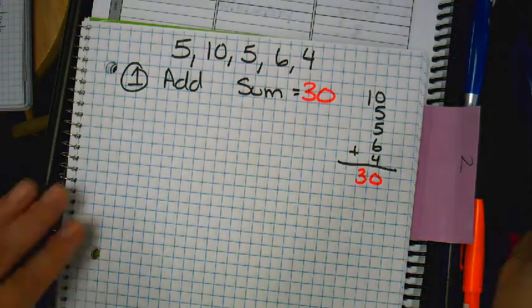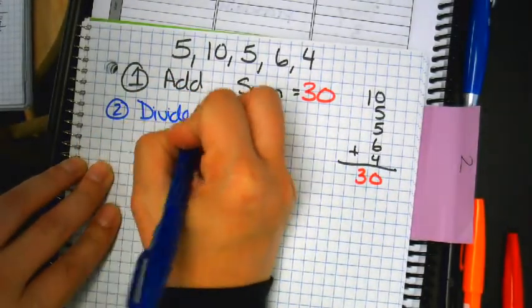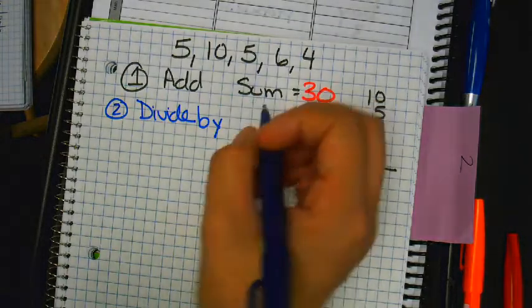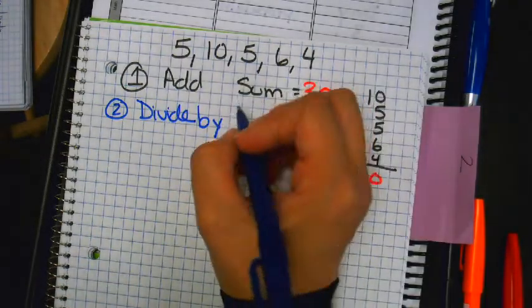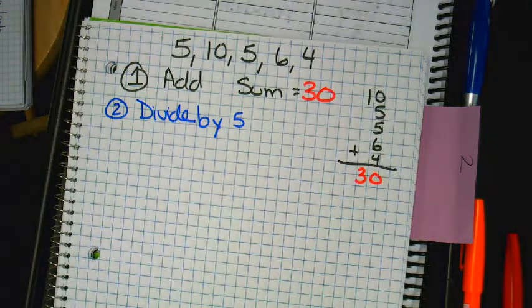Okay, step number 2. Divide by, what are we going to divide by? How many numbers do I have? 5. I told you it's my favorite number. Because isn't dividing by 5 easy, Jeffrey? Yes, Miss Amelie, it is. That's why I'm paying attention. That's great. I love it.